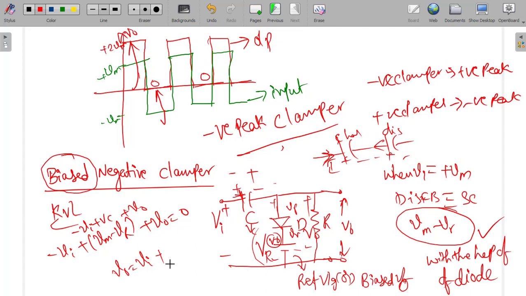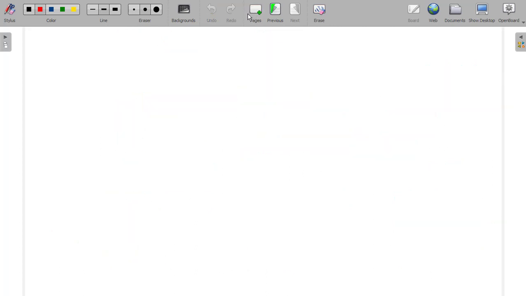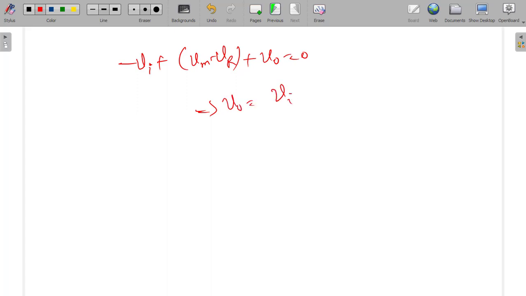Now, getting it in terms of V0, how will you get the V0 from the above equation? Minus Vi plus Vm minus Vr plus V0. I am rewriting the equation. V0 will be equal to Vi minus of Vm minus Vr. This is the output voltage.